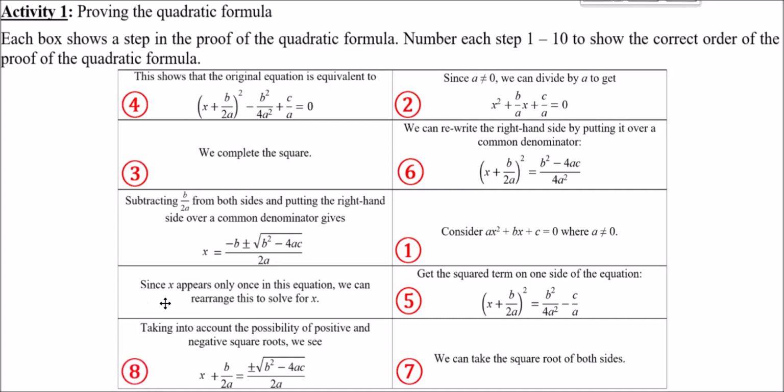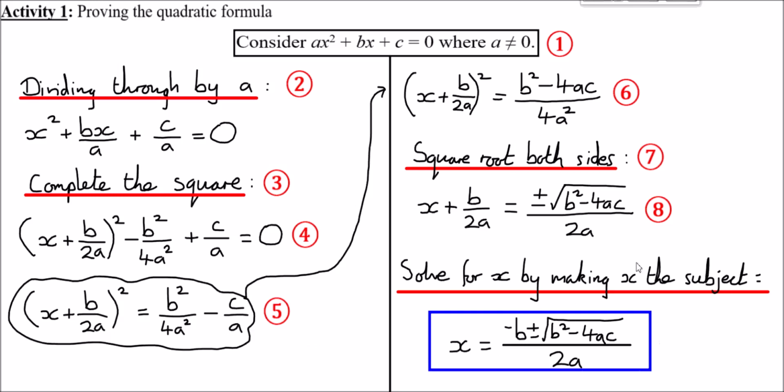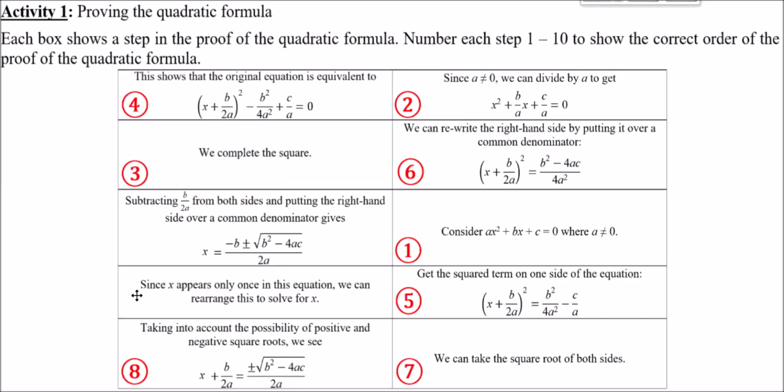Then what we did is we rearranged to solve for x. So this step here, I just said we're going to make x the subject, which is a different way of saying we're going to rearrange it. So step 9 is this one here. Oops, no, this one.